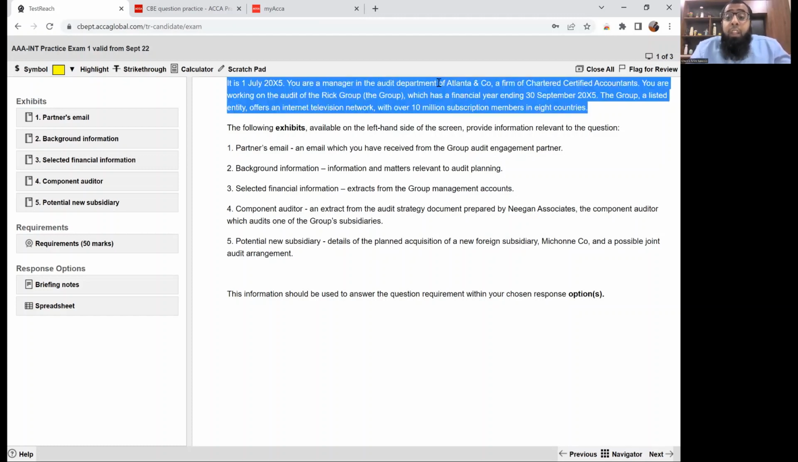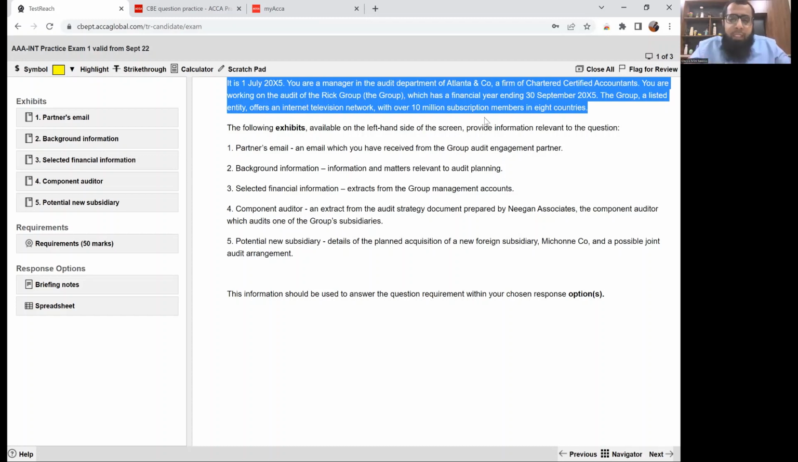You are a manager in the audit department of Atlanta & Company, a firm of chartered certified accountants. You are working on the audit of the RIC Group, which has a financial year end 30th September 2005. The group, a listed entity, offers an international television network with over 10 million subscription members in 8 countries. So this was a brief introduction of what firm you are working in and what the client is doing.